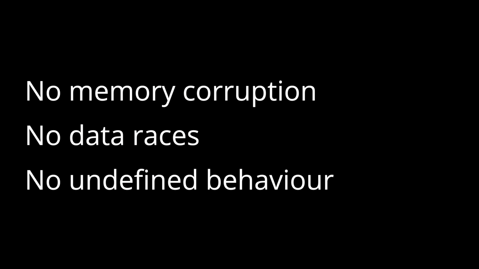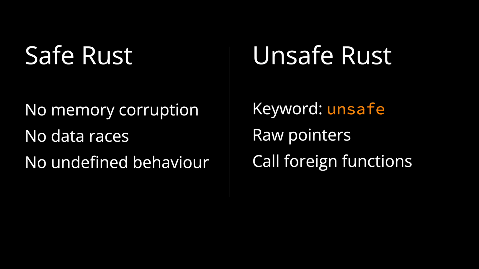Let's look closer at these guarantees of memory safety and thread safety. There is an asterisk. These guarantees apply only to the safe subset of the language. Rust is really 2 languages, safe Rust and unsafe Rust. The delineation between the 2 is very clear. To enter unsafe Rust, you literally have to type the keyword unsafe. Doing so lets you work with raw, unchecked pointers and call functions from other languages like C.